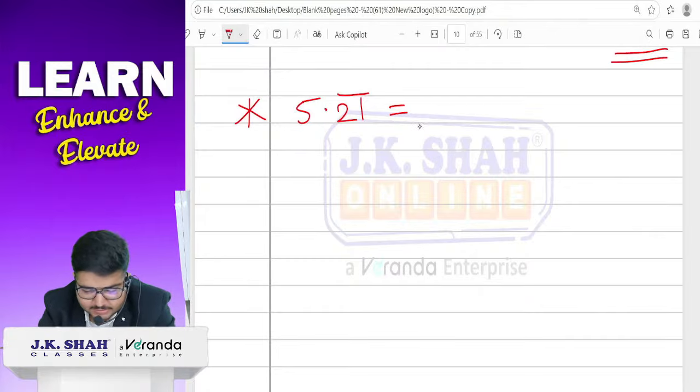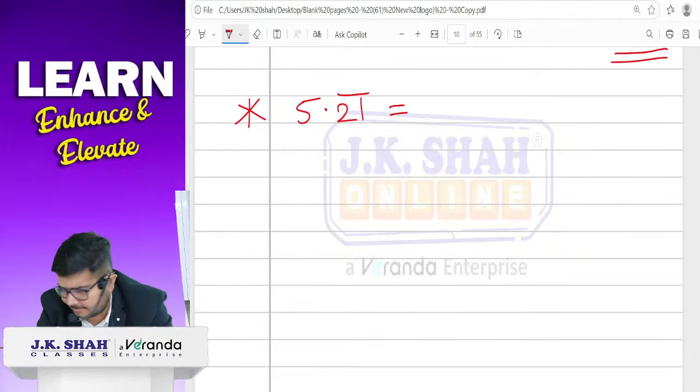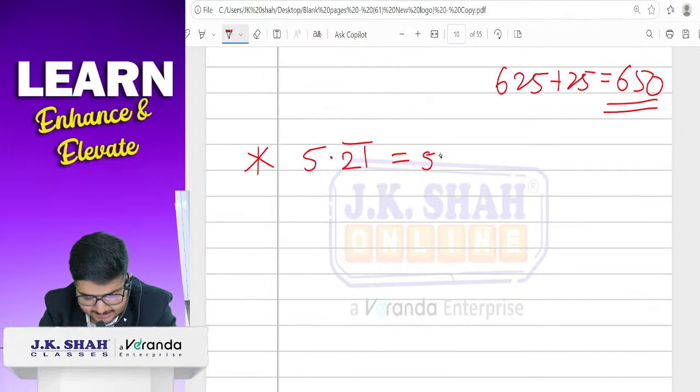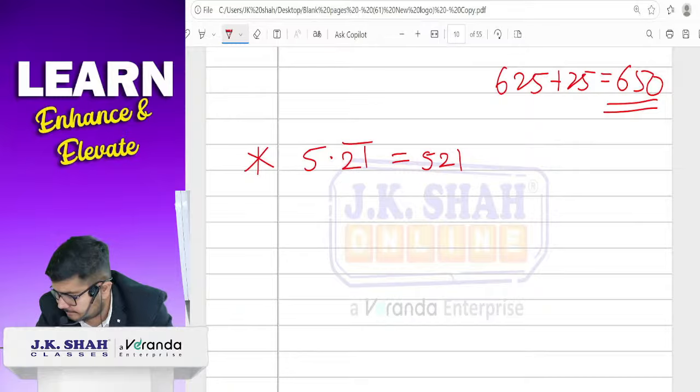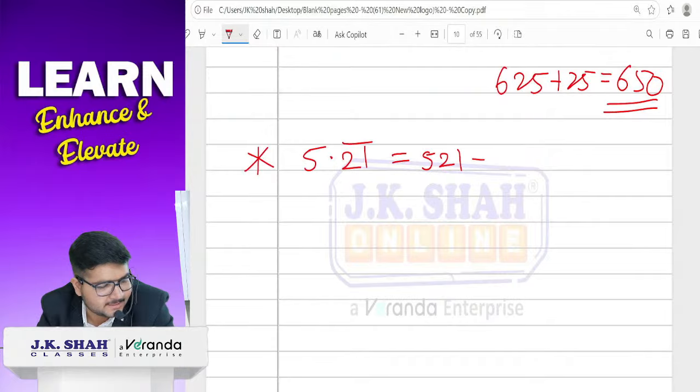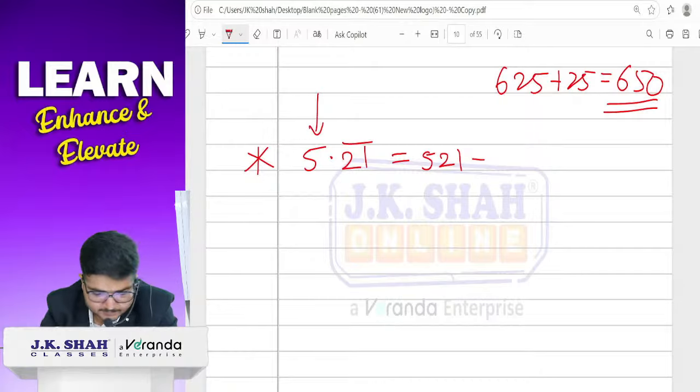How to solve this question? Similar steps. There are 4 steps. First step, write the number itself, subtract the non-repeating number. Which is the number which is not repeating? 5. So you will subtract 5 upon.